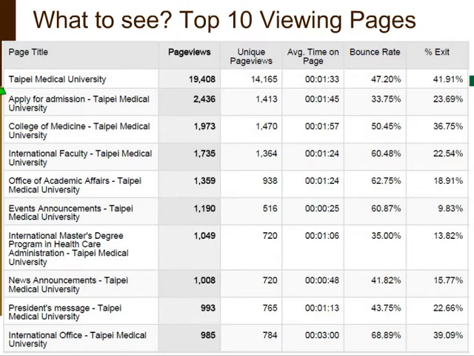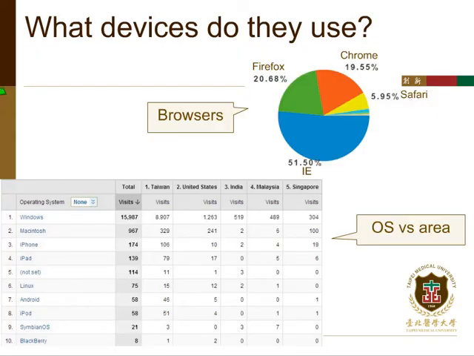So we know apply for admission is the most important thing they want to know. So we can know what they want, what information is important, and what kind of information we have to make clear.